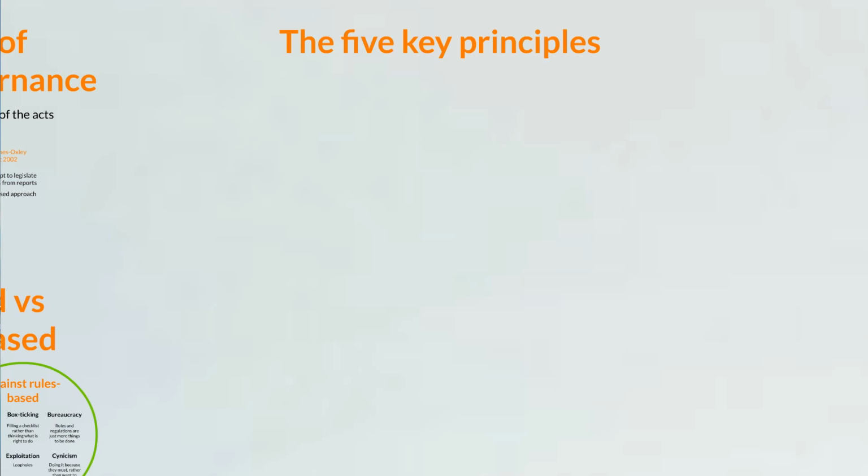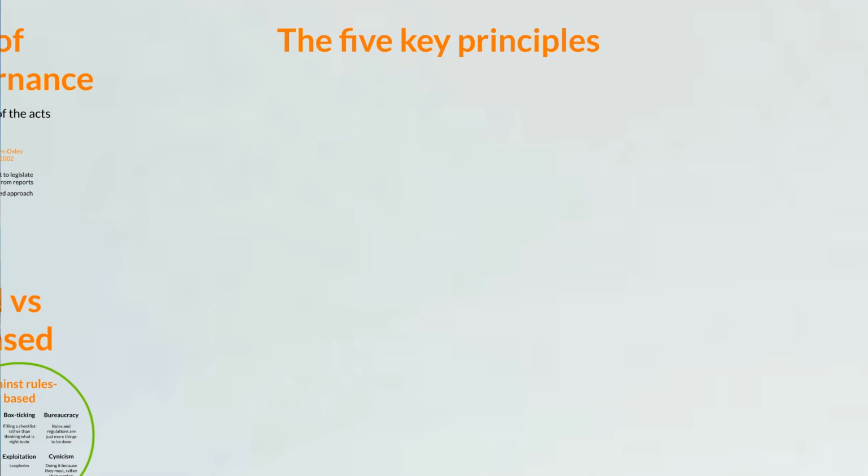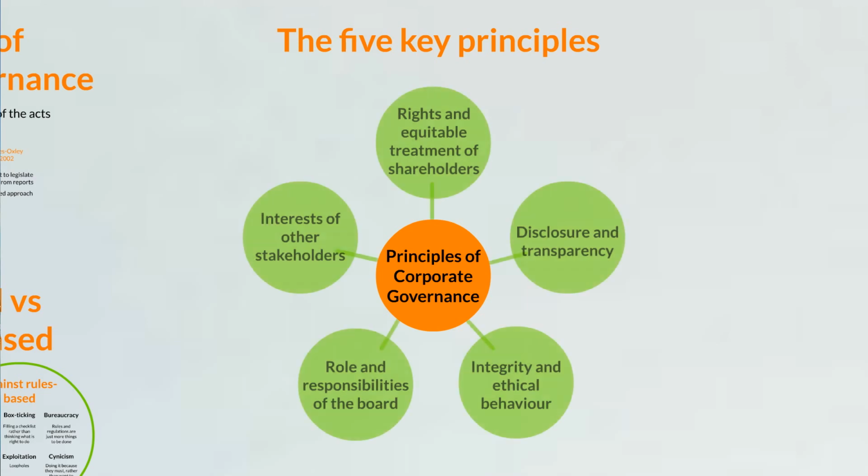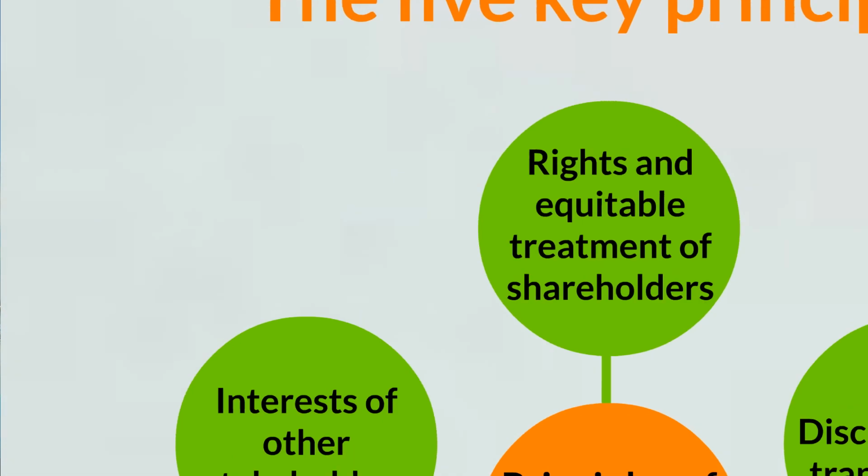But for now, let's jump in and consider these 5 key principles. So these are 5 key principles of corporate governance. So there we go. We've got the principles of corporate governance in the center, and we've got our 5 key principles around the central title. So let's take this in turn, and we're going to begin with the rights and the equitable treatment of shareholders.